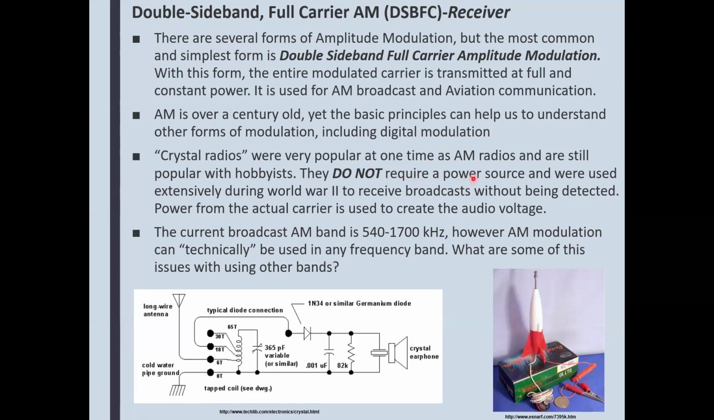They do not require a power source and were used extensively during World War II to receive broadcasts. Well, World War II soldiers on the front lines don't really have the luxury of finding some kind of a variety store to buy batteries for your receiver. So the crystal radio was the perfect thing to have because it doesn't require power. Power from the actual carrier, because the carrier does carry power.